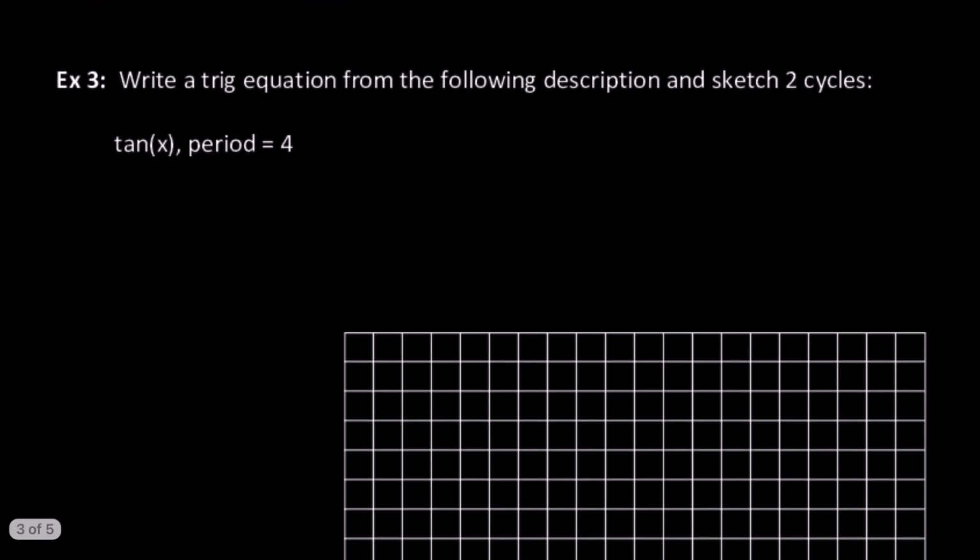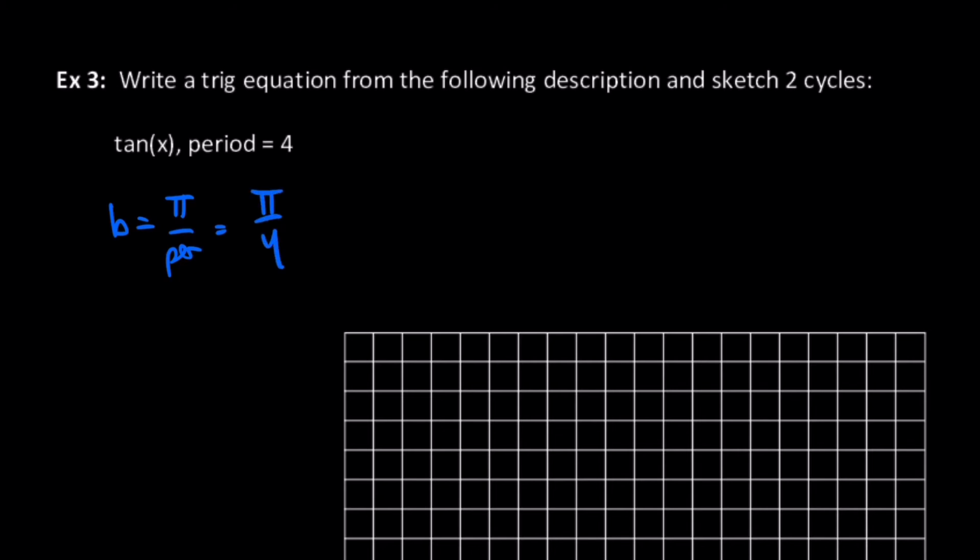Okay, write a trig equation from the following description and sketch 2 cycles. Tangent x, period equals 4. All right, so if the period equals 4, what I want to do is find the b. Remember, for tangent, b, the frequency, is pi divided by the period, because the period of tangent is pi, not 2 pi. So that's going to be pi over 4.